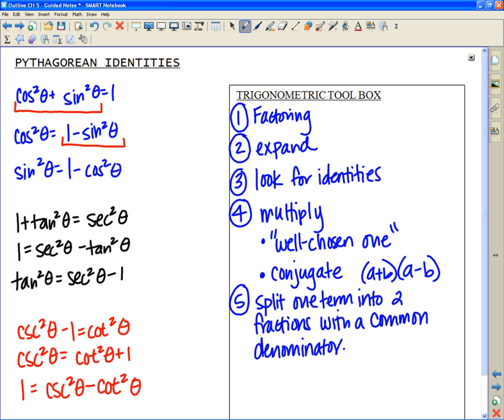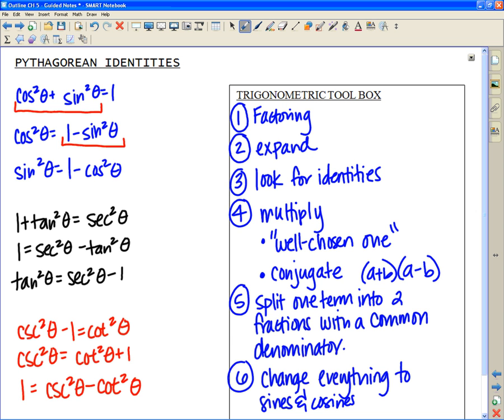And then finally, you need to know that you might change everything in your identity or in your expression to sines and cosines. Now, I want you to be leery of this. Every year there are people that think this is the best way to do things, okay? This is not the most efficient way to handle these problems. So this right here is what we're going to call a last resort.